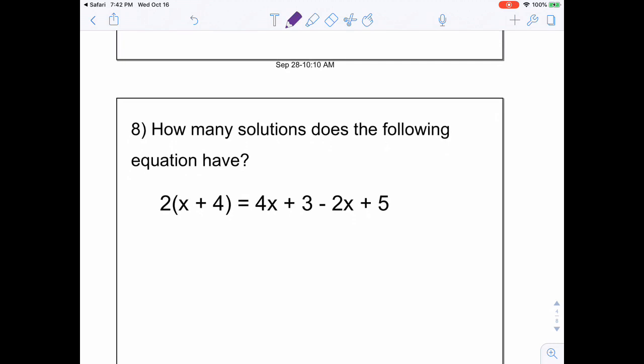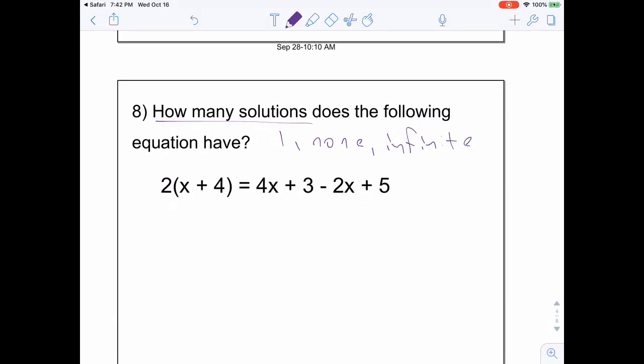How many solutions? So in this case, we're looking for 1, none, or infinite. Okay, so here I'm going to follow my rules. I'm going to distribute, 2x plus 8 equals, and in this step I'm going to combine like terms. 4x and negative 2x is 2x. 3 and 5 is 8.